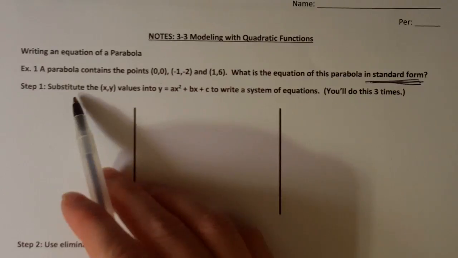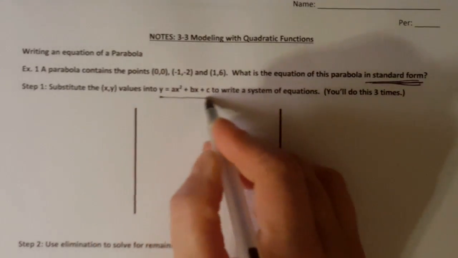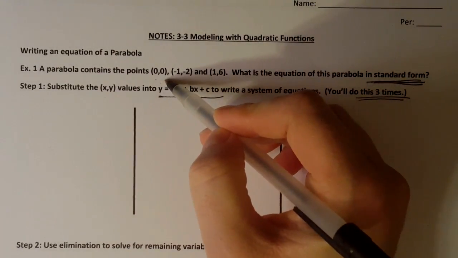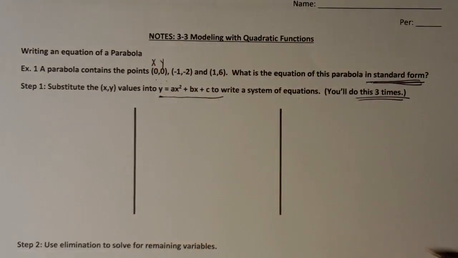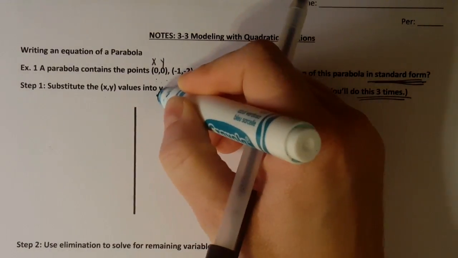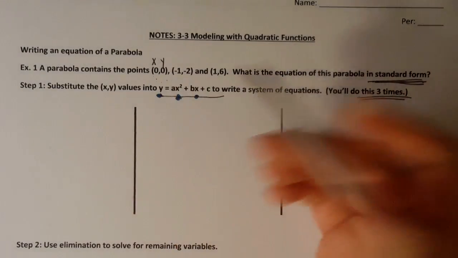So, our first step is we're going to substitute each point into standard form and write the system of equations. We're going to have to do this 3 times because we have 3 points. So we're going to take our first point, which is the nicest point of them all, (0, 0). Remember how in a point we get x first and then y. So in each of the x positions and the y positions in our standard form, we're going to replace with a 0 and a 0.